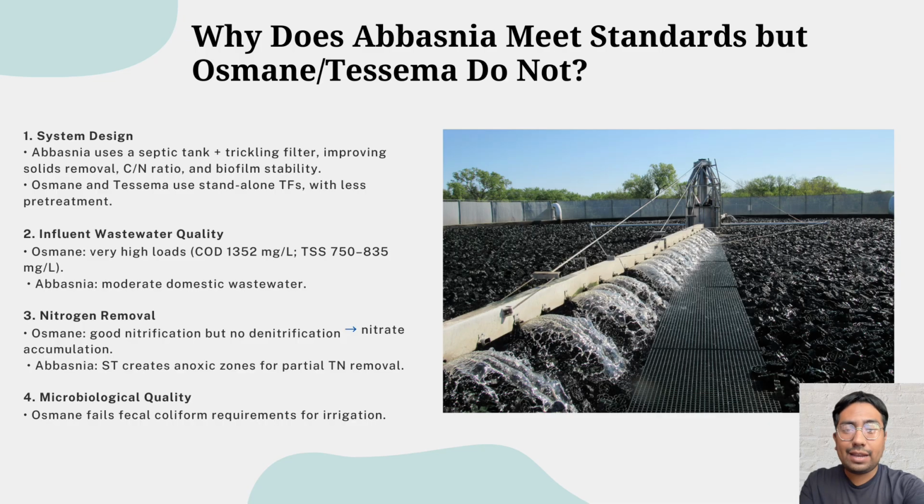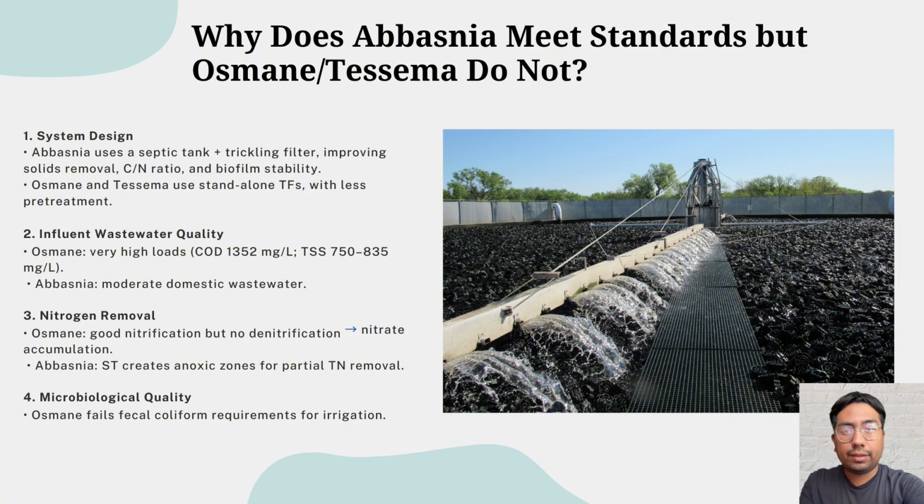First, Iván uses a septic tank plus trickling filter, which provides good solids removal and improves the C/N ratio before the wastewater reaches the filter. In contrast, Usmain and Tisema use stand-alone trickling filters with much heavier influent loads.